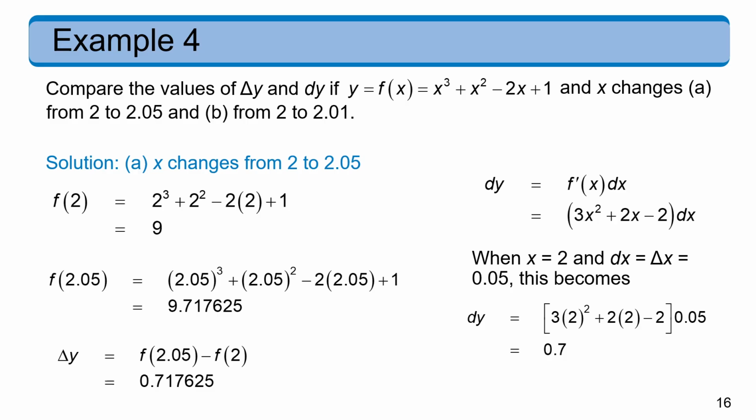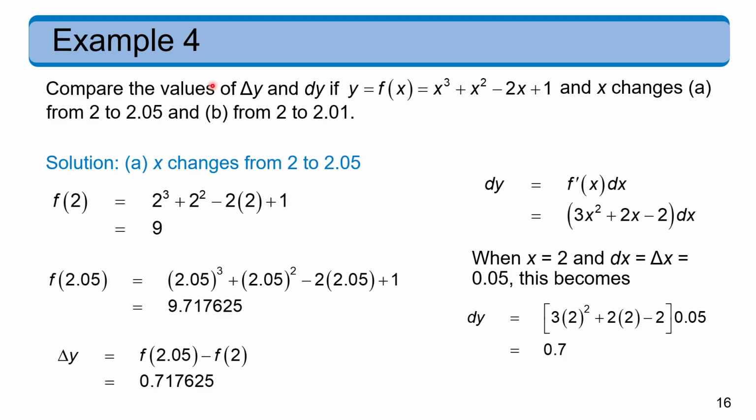So in this example, we're given a function here, its formula, and we're told that x changes in part A from 2 to 2.05, and then in B we'll do a different change from 2 to 2.01. And in each case we're going to calculate two things, delta y and dy, right? So delta y is the exact change of y based on the function formula, and dy, the differential, is the amount that the tangent line changes. So let's start with part A.